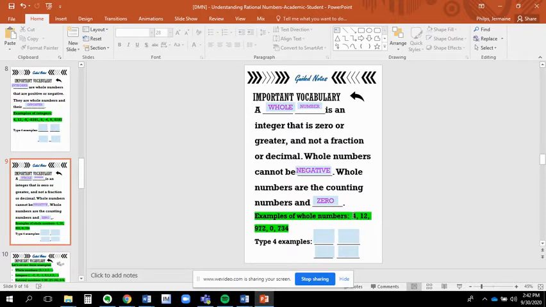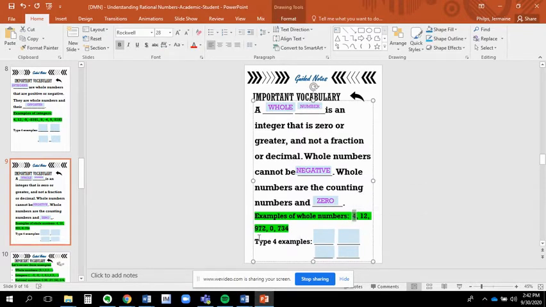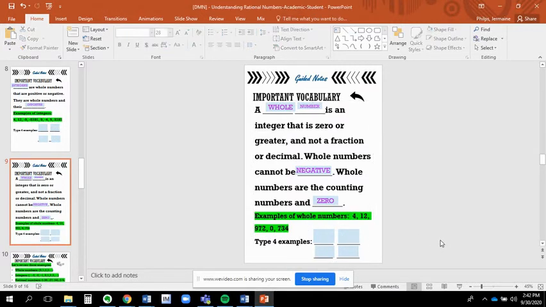So some examples. We see the number 4 again. 12, 972, 0, 734. You come up with 4 examples on your own. Pause the video to write down 4. Okay, so like we said, we saw 4 again. We saw it as a whole number, an integer, and a rational number. There's an infinite amount of answers you could have put in here for 4 examples of whole numbers. Just as long as there's not a fraction or a decimal and they're not negative, your answer is correct.